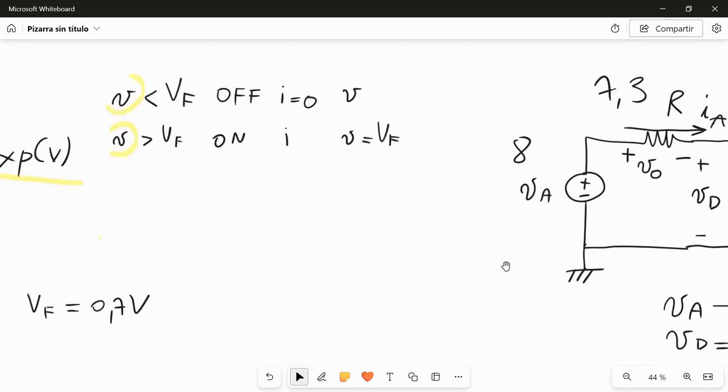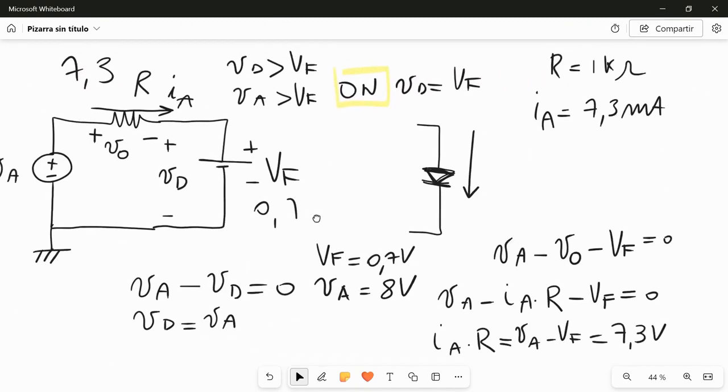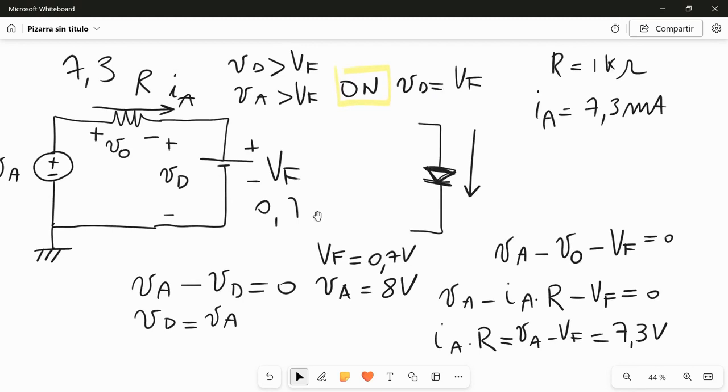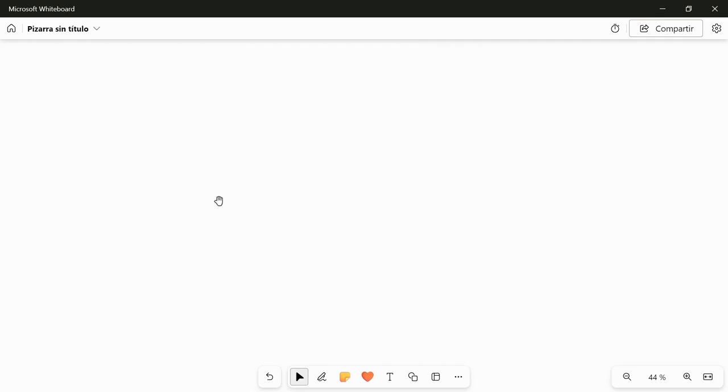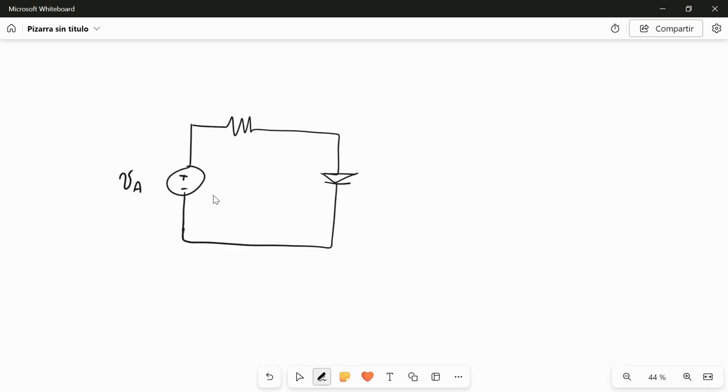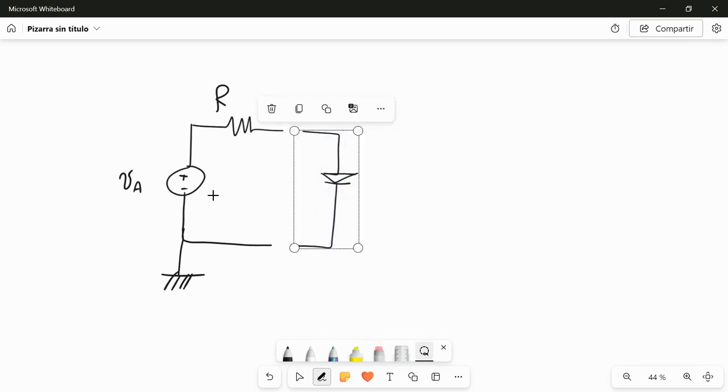Okay. Now, if we want to see the case of the diode off, let's consider another value of VA. So we can redo this. We do it again. At the beginning, we had our circuit with VA here, R, and the diode, like this, and the ground. So again, if we want to see what happened to the diode, we have to break the circuit at this point and remove the diode from the circuit.